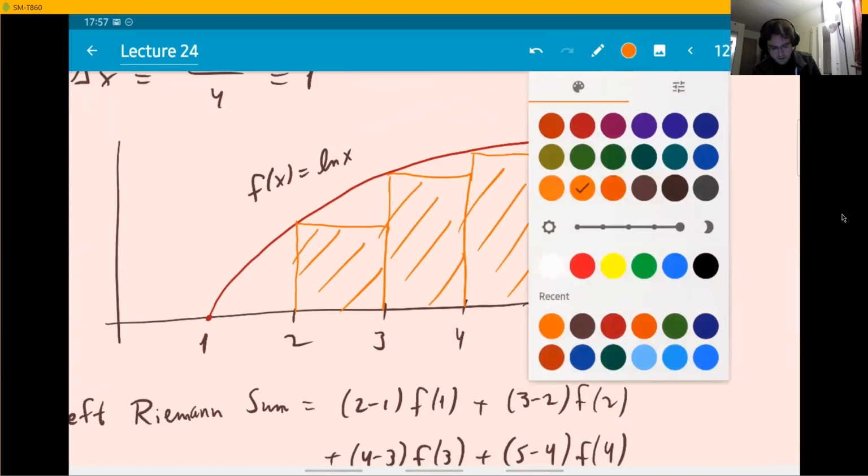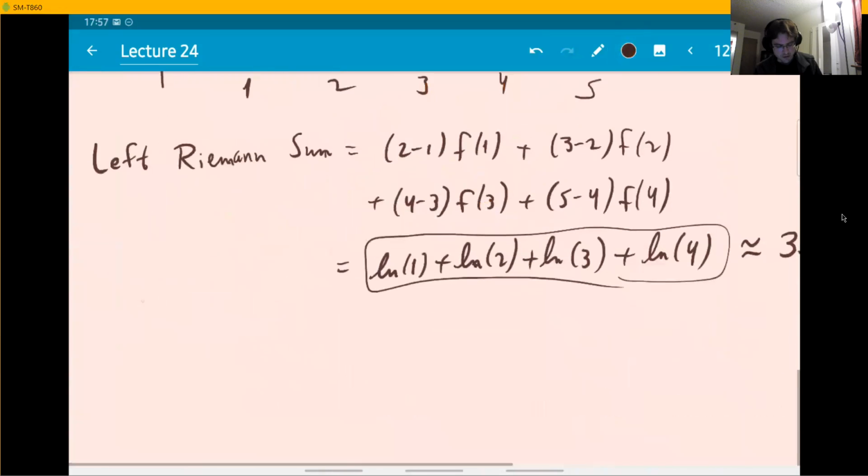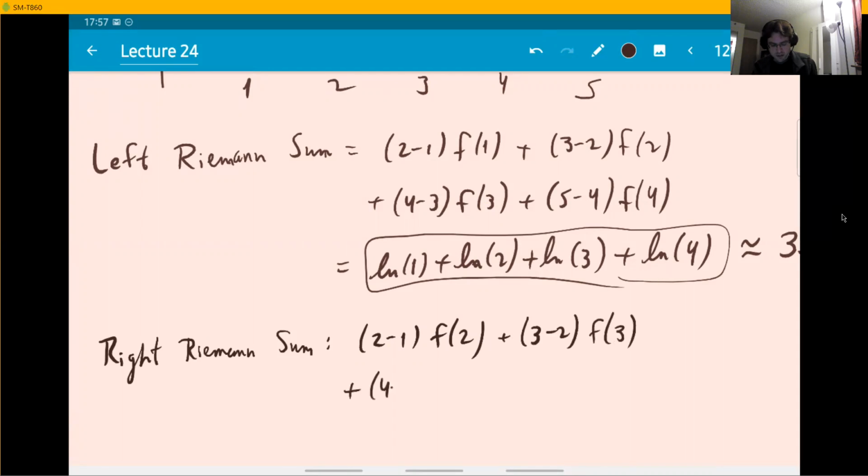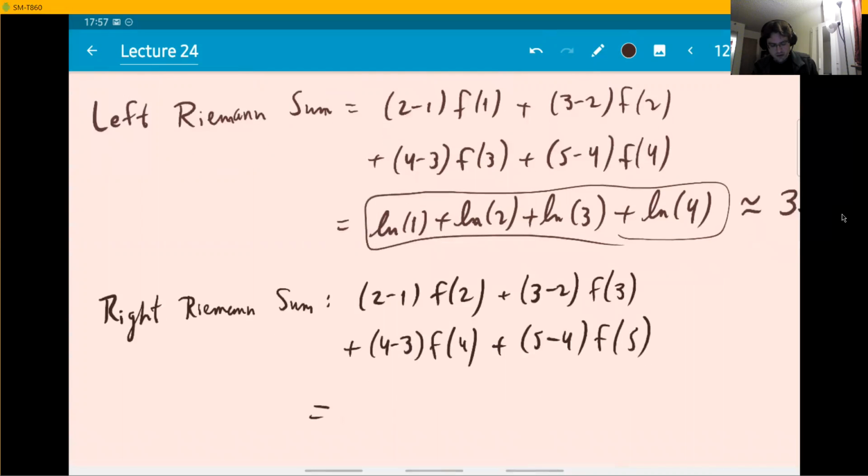Okay, what is now the right Riemann sum? You have to do the same thing, but now let's say, for example, in the first interval, the one that goes from 1 to 2, the point that goes inside of f is the point 2, the right endpoint. So this becomes like this: 5 minus 4, f of 5. The answer will be ln 2, ln 3, ln 4, ln 5.